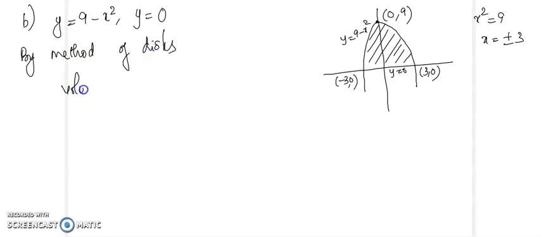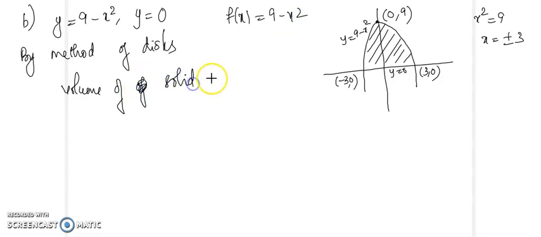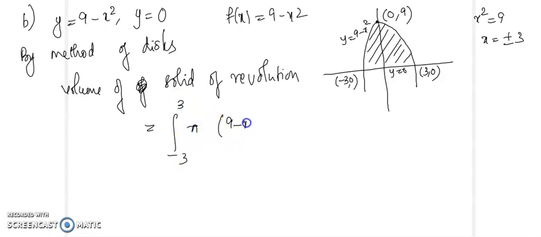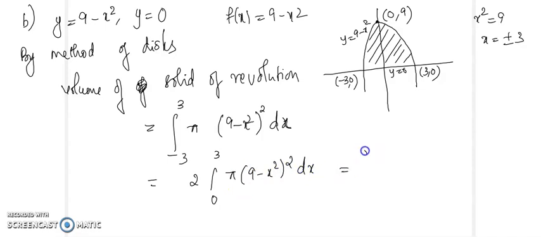here f of x will be 9 minus x square. So volume of solid of revolution will be equal to integral minus 3 to 3 pi f of x, which is 9 minus x square, whole square dx. Again this is an even function, so 2 times integral 0 to 3 pi 9 minus x square whole square dx.